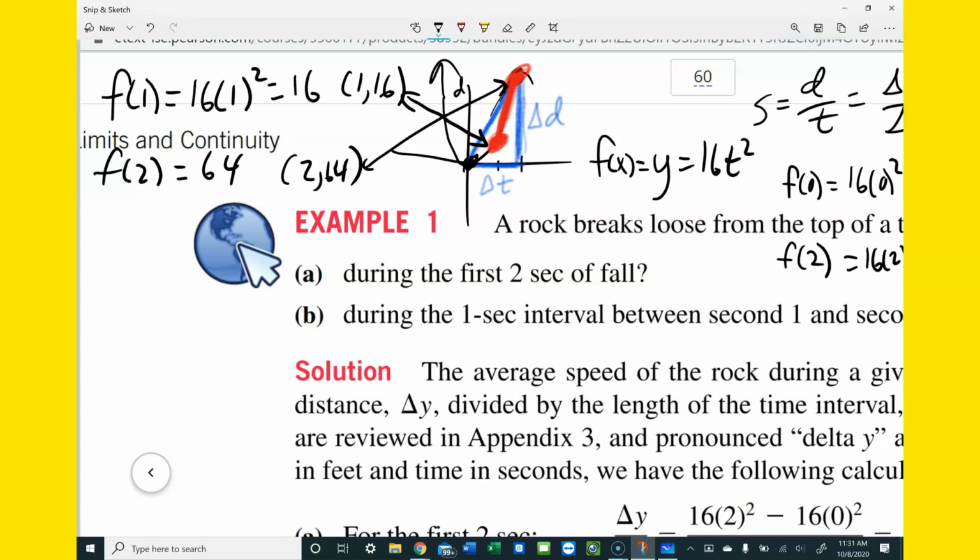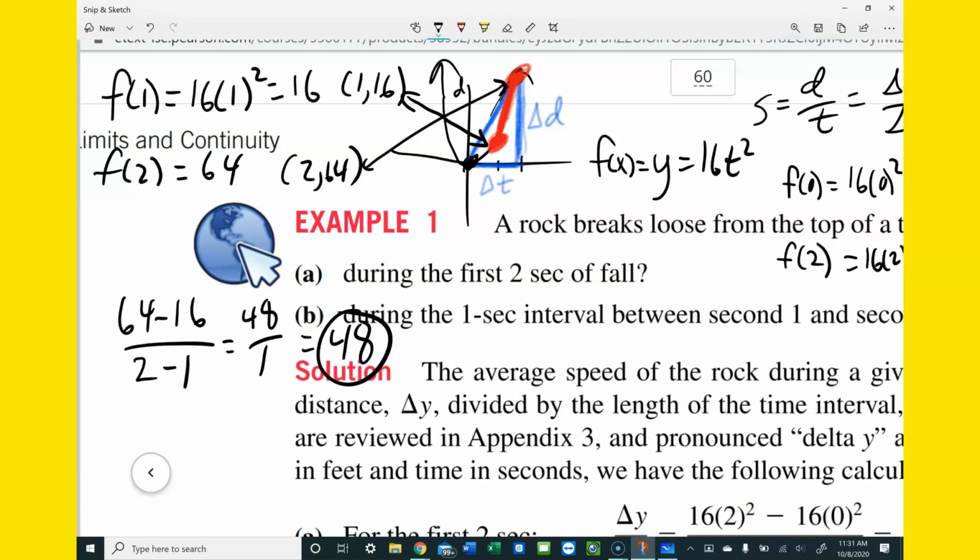To find the average rate of change, we find the slope of that line. y2 minus y1, 64 minus 16, over x2 minus x1, 2 minus 1. That gives us 48 over 1, which is 48. It makes sense that we got 32 for part A and 48 for part B. Over the whole 2 seconds, it had less of an average rate of change, less of an average speed, than it did over the second half of that 2 seconds, in which case it was going a little faster than it was during the first half.